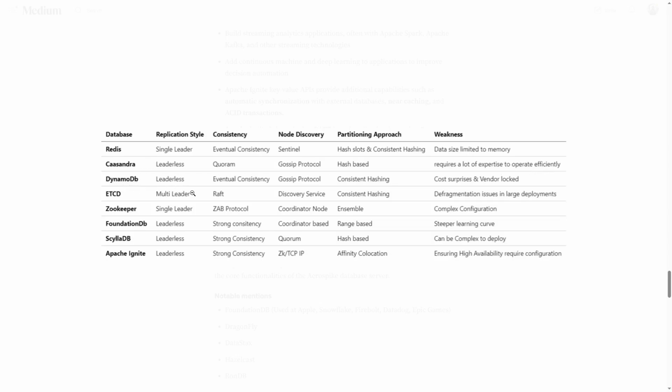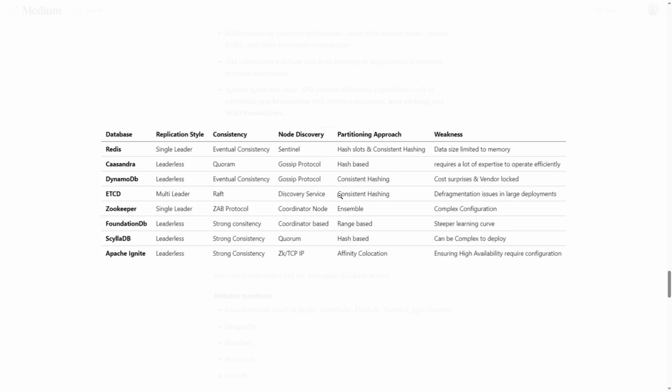For DynamoDB, again, it is a leaderless system. There is no single leader. It is also eventually consistent. It follows the gossip protocol to share data between nodes for node discovery. It also follows a consistent hashing algorithm to decide the partitioning scheme. Now the downside is that the cost is very high and there is vendor lock-in.